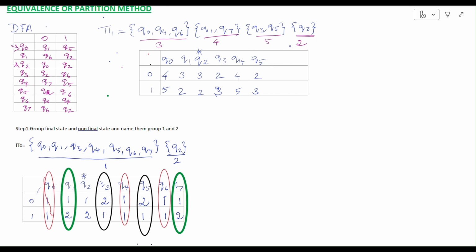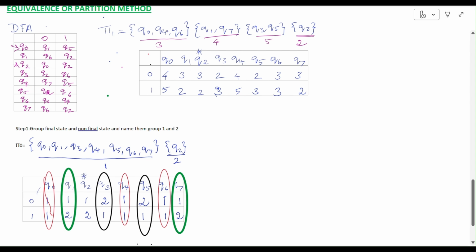And Q6 on 0 moves to Q6, and on 1 it moves to Q4. Q6 is of group 3 and Q4 is of group 3. And Q7 on 0 moves to Q6, and on 1 it moves to Q2. Q6 is of group 3 and Q2 is of group 2.